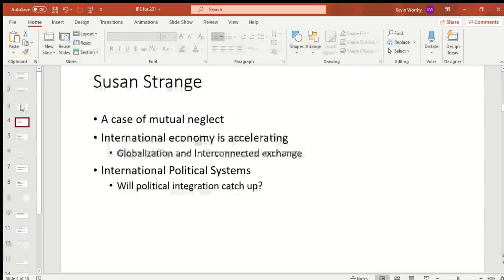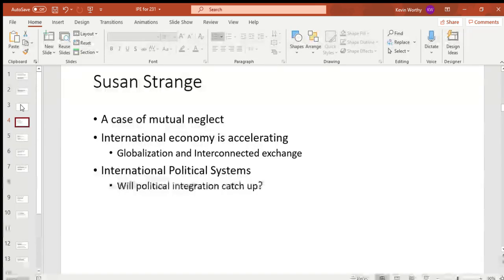So Susan Strange starts with this idea that it's a case of mutual neglect, right? You have the international economy accelerating, and economists are seeing all of this connectivity, this globalization, right? Markets are trading at a very high level. Economies are becoming interconnected, right? You have multinational corporations coming in and producing in all these countries, and it's only assembled in the US, and it's called made in the US, right? So you have all these factors going.